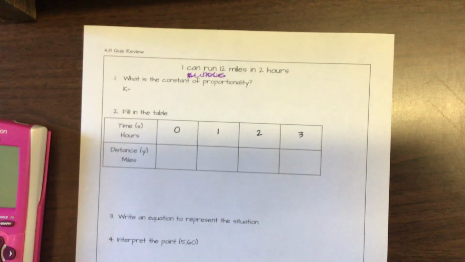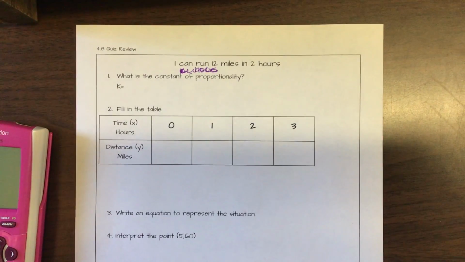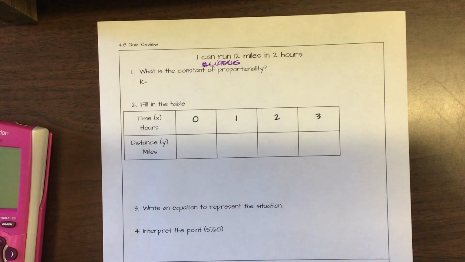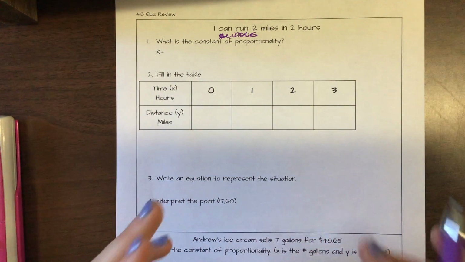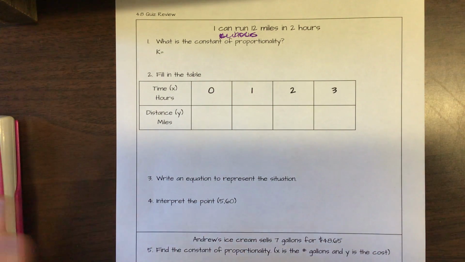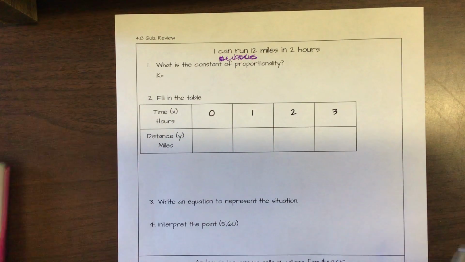So, welcome to the third quiz, or the constant of proportionality quiz review. We're just going to run through it. There are really like 3 sections, and a few questions per section.